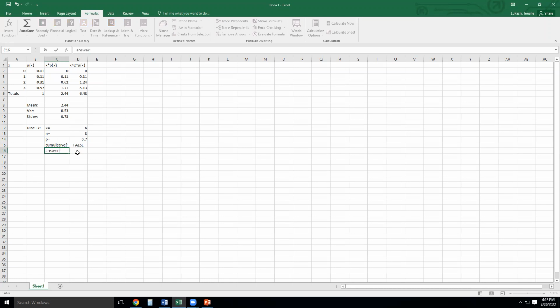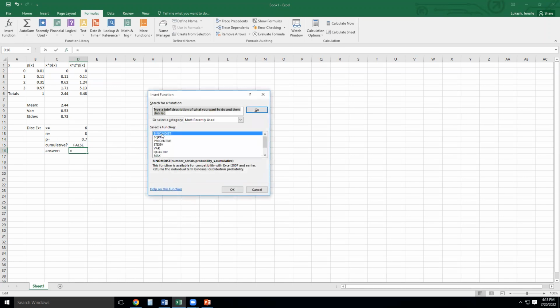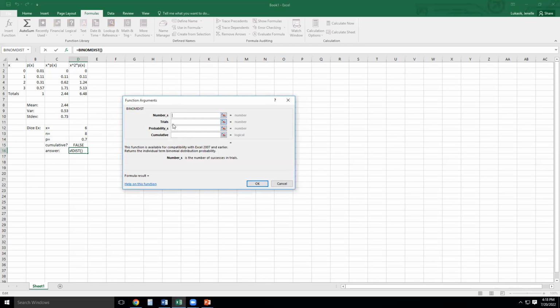You can put it wherever you want. I'm just typing a label here. We're going to go back into that function. We're going to pull up that binomial dist function I just showed you. And it's got those things here.